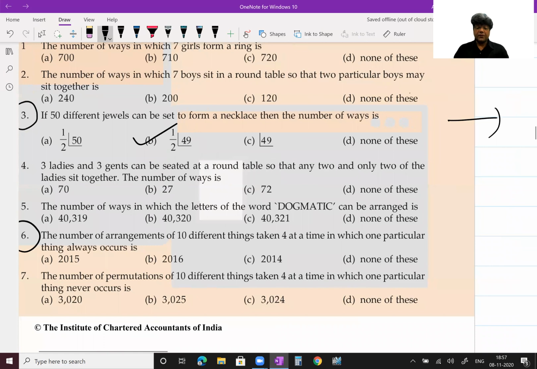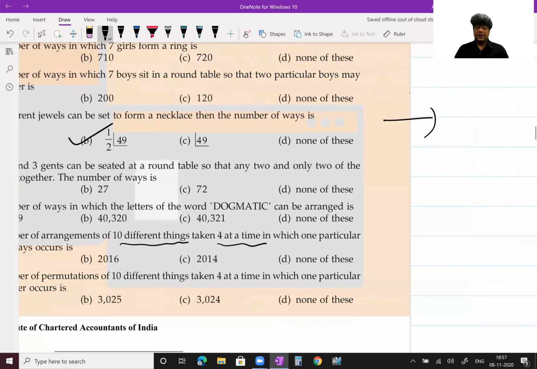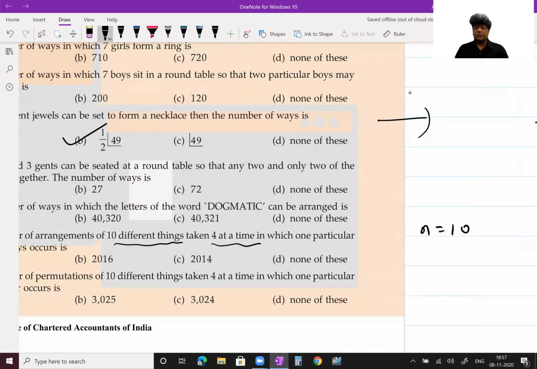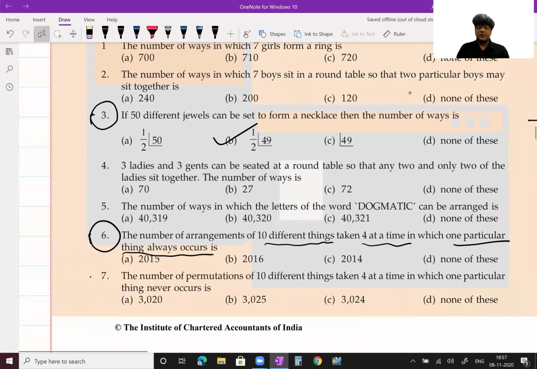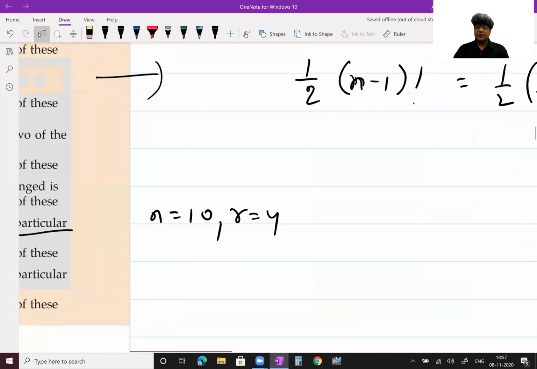Now, question number 6. Guys, number of arrangements of 10 different things taken 4 at a time. That means n is equal to 10 and r is equal to 4. 10 different things, n is equal to 10. Taken 4 at a time, r is equal to 4, in which one particular thing always occurs.